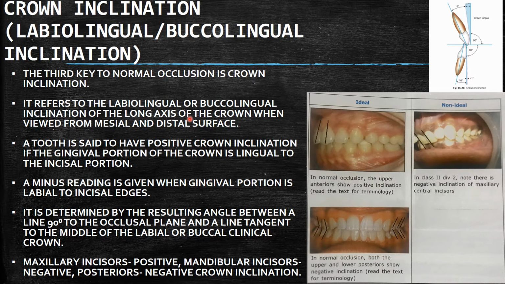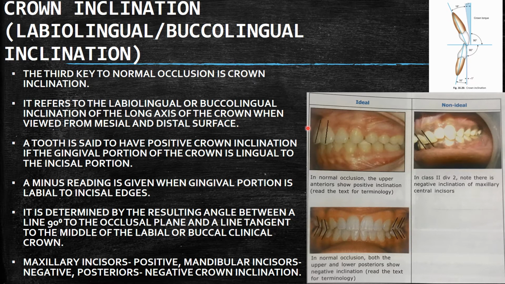The labiolingual or buccolingual inclination. So this is the crown inclination. This is the third key to the normal occlusion, and that is crown inclination, and that was angulation. So how it is angulated, and now this inclination. It refers to the labiolingual or buccolingual inclination of the long axis of the crown when it is viewed from the mesial and the distal surface. So a tooth is said to have a positive crown inclination if the gingival portion of the crown is lingual to the incisal portion.